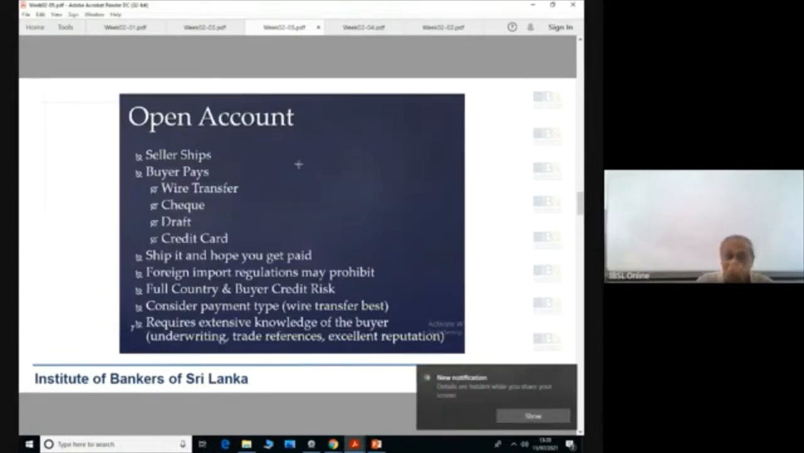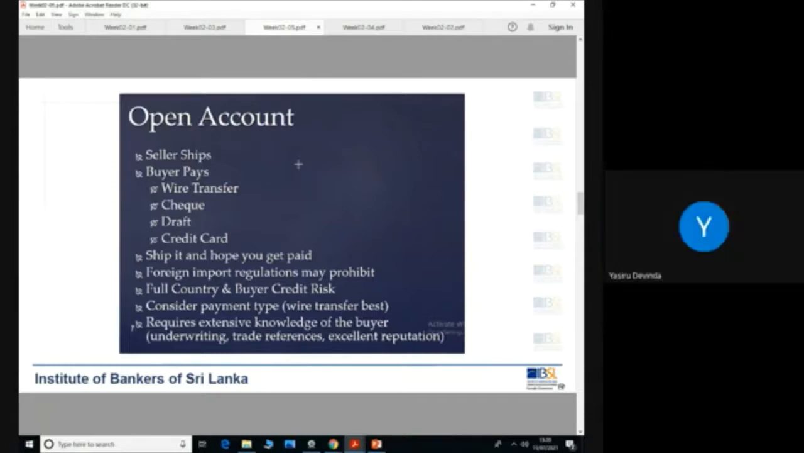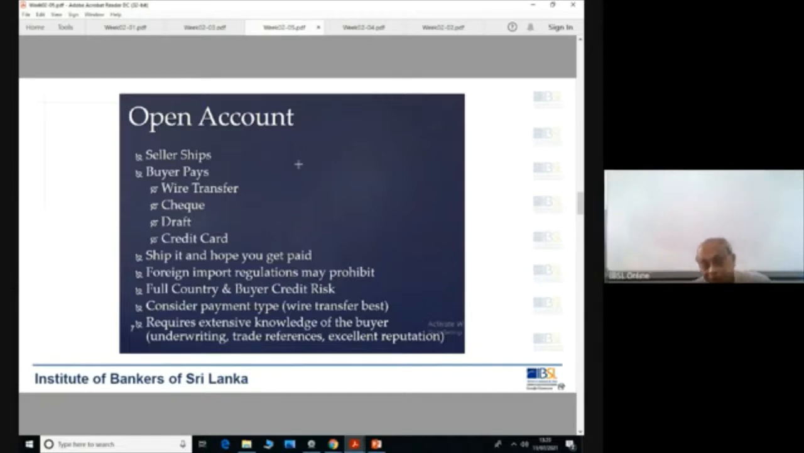Now we'll discuss the first payment method, open account. The first payment method, open account, right? I have given you the handout. You have got the handout, no? Students? Yes, sir. Good.